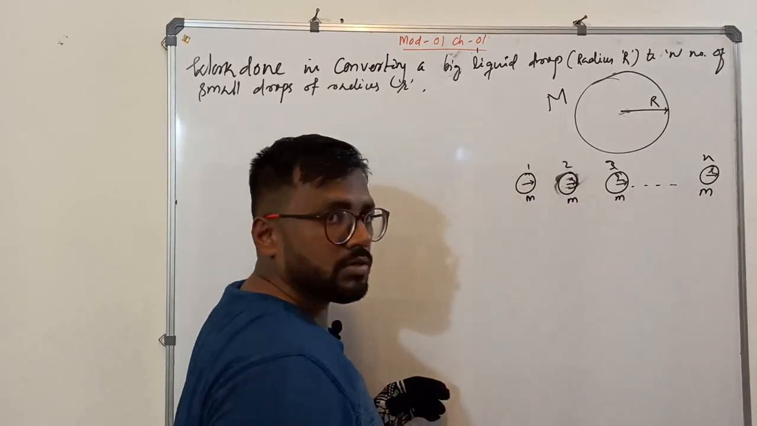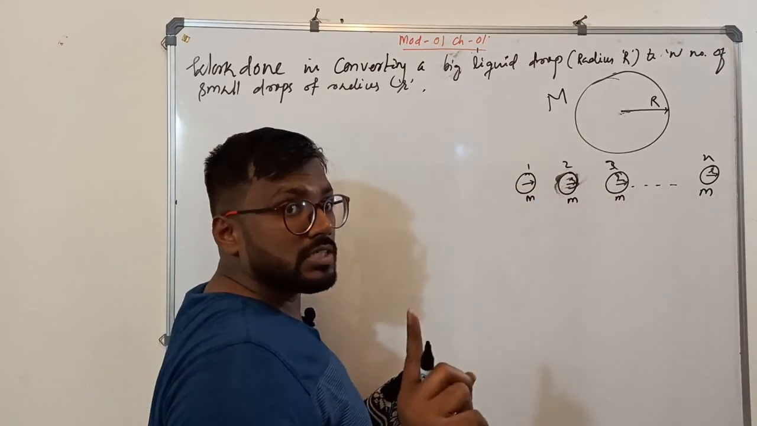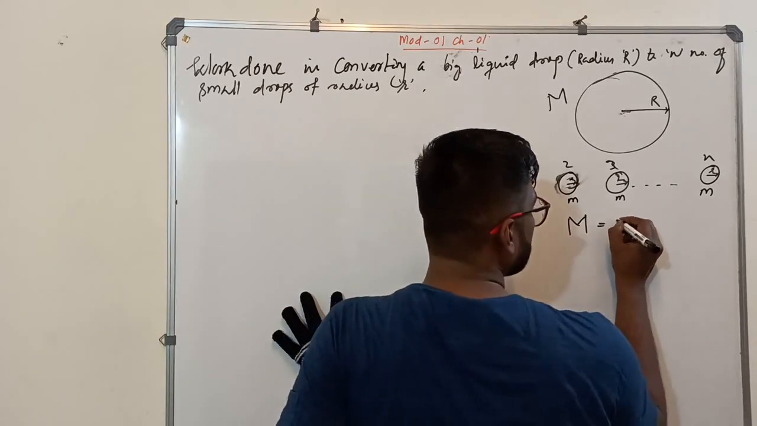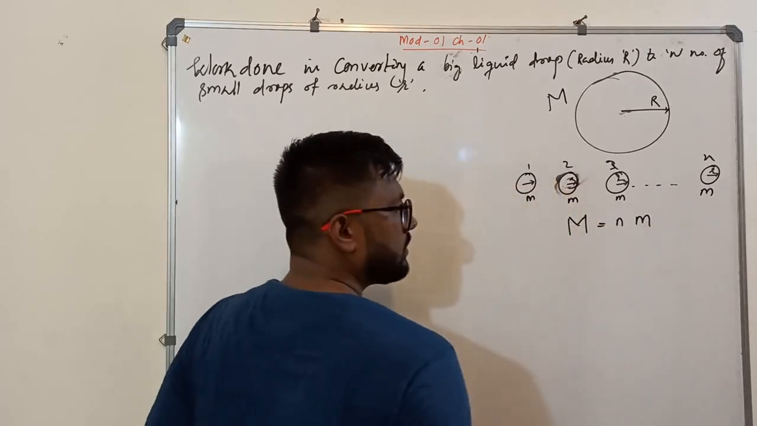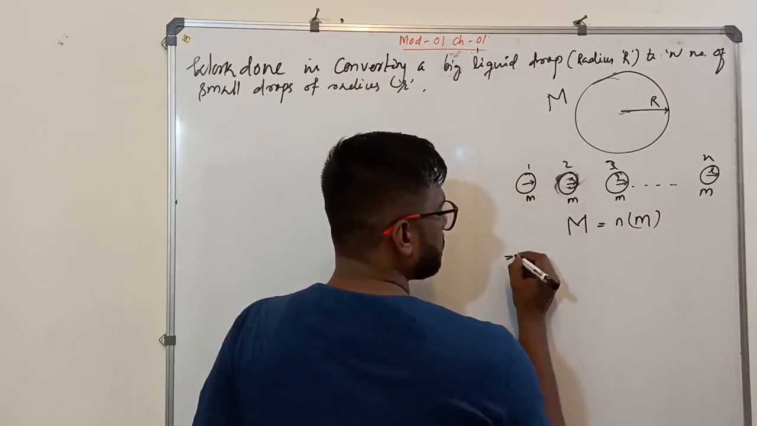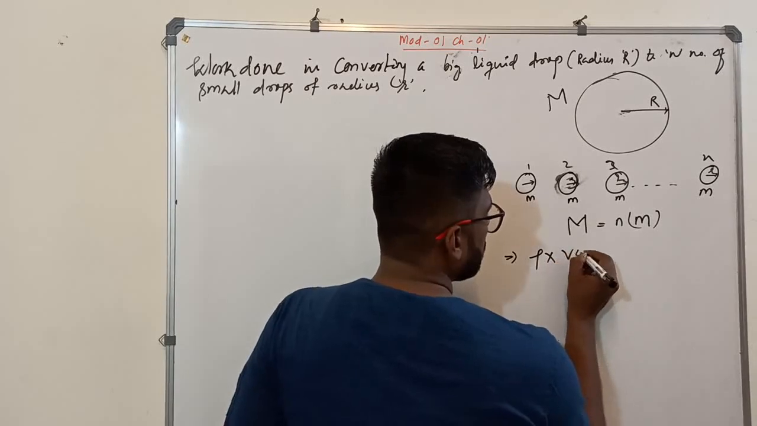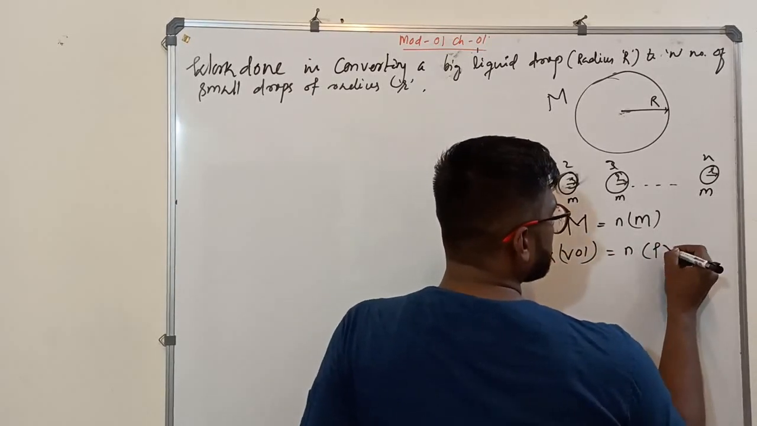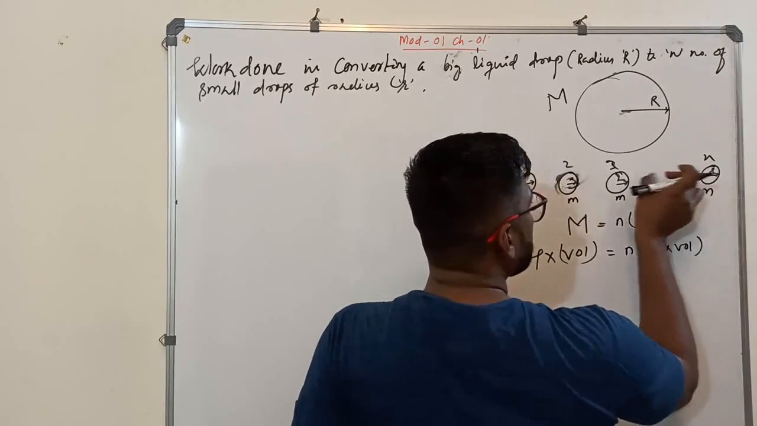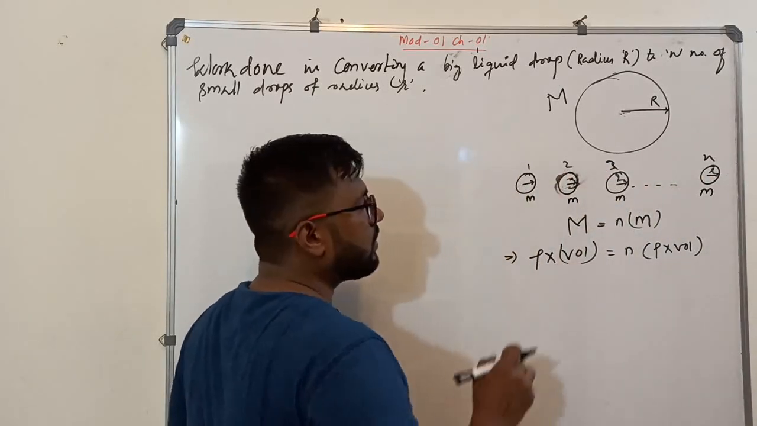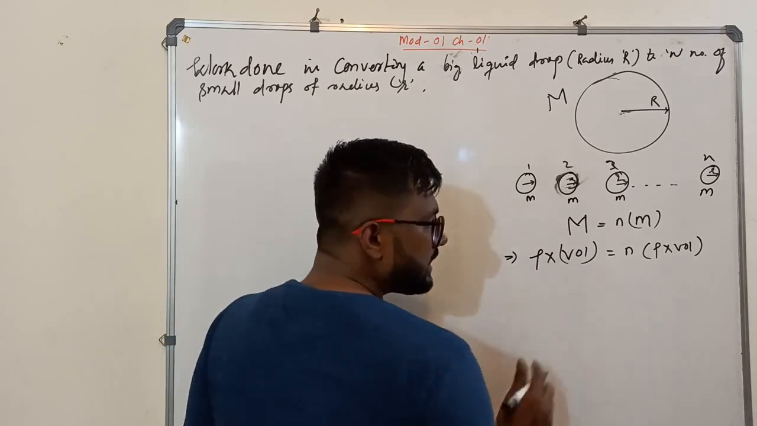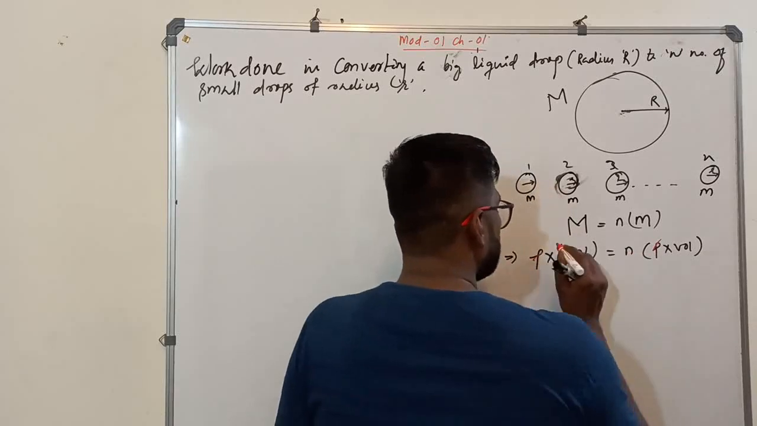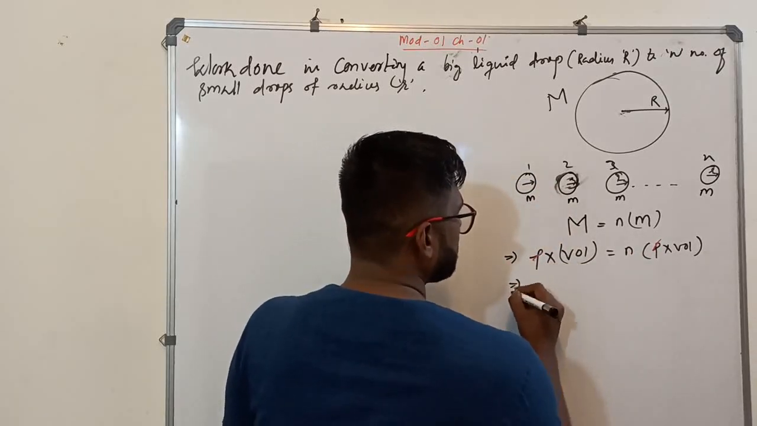What we know? Mass is a unique quantity, so mass will be the same. So capital M is nothing but n into small m. This implies capital M, that is density into volume of the big drop, is equal to n into density into volume of each of these water droplets. Density is the same, isn't it? They are also water, converting also water. So you cancel it. So what you got? The volume is the same.